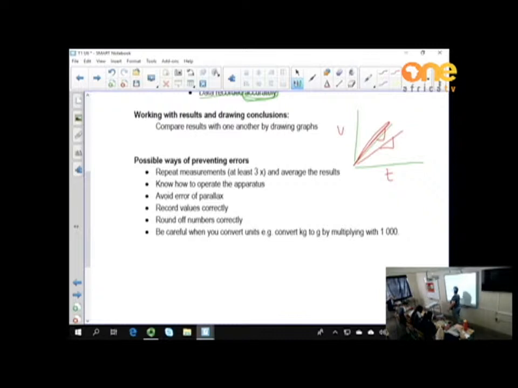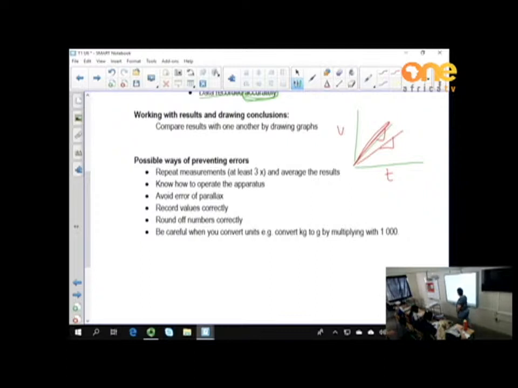Possible ways of preventing errors. People, it's common sense. Why do I list them like this? One of the papers that you have to write exams on is a so-called alternative to practical. They give you a practical all in words with pictures and everything, and then they ask you, what could you do to this practical to make it more accurate? So now you have to look which of these things would fit onto that practical. Okay, what can we do? It's just general common sense stuff.